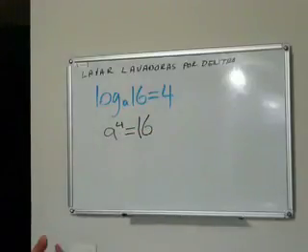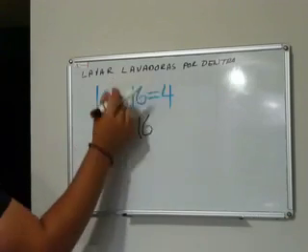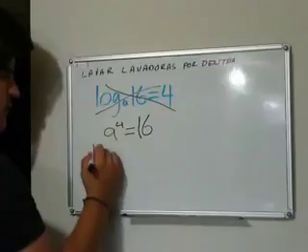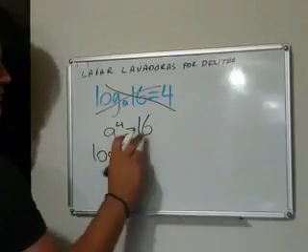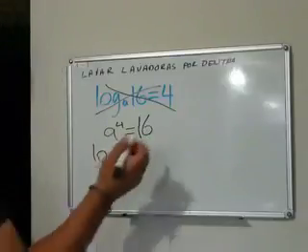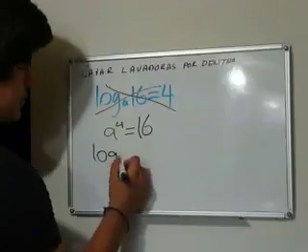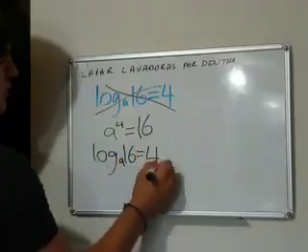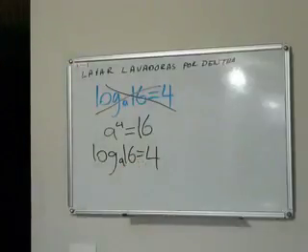And to go back, it's the same problem. We just imagine the exponent isn't here. We put the log first, and again flip this. So we're going to have log base a of 16 equals 4. This is again logarithmic form.